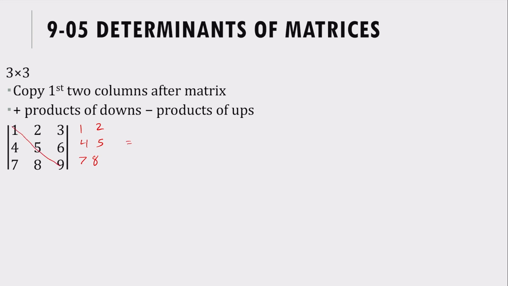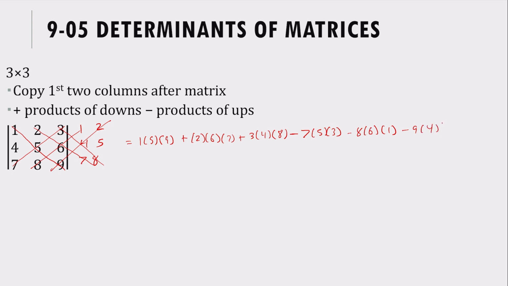And then it's the downs, so it's 1 times 5 times 9. Then we have another down, so plus 2 times 6 times 7, plus 3 times 4 times 8. And now that's all the downward diagonals. Now we'll do upward diagonals, but those are minus, so it's minus 7 times 5 times 3, minus 8 times 6 times 1, minus, because it's still going up, 9 times 4 times 2.